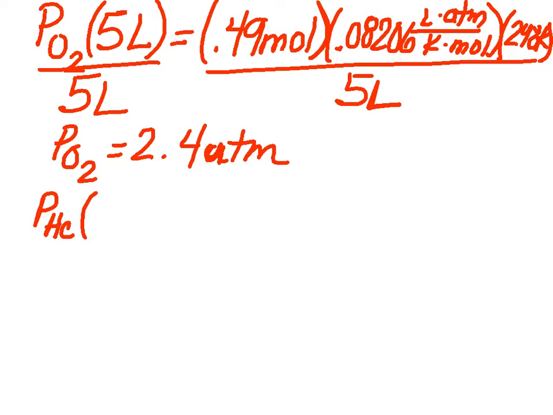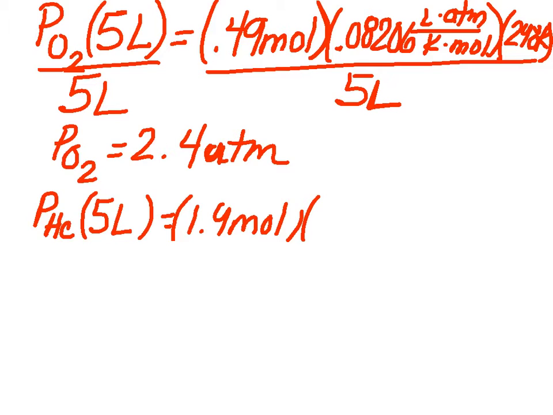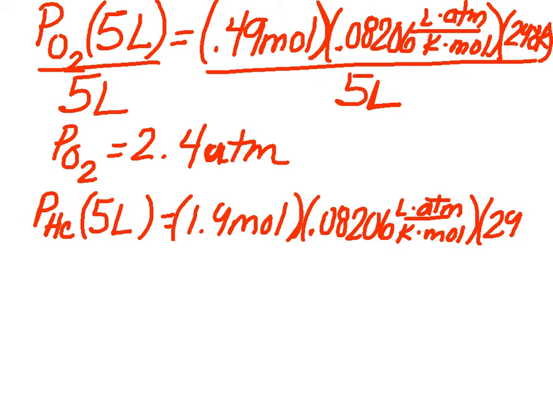So we have the 5 liters for the tank. We've got 1.9 moles of helium. We've got R, which is 0.08206 liters times atmosphere over Kelvin times mole, times the 298 Kelvin. We're going to divide both sides by the 5 liters.